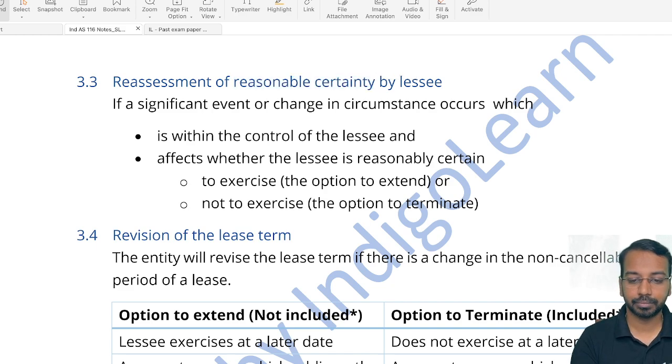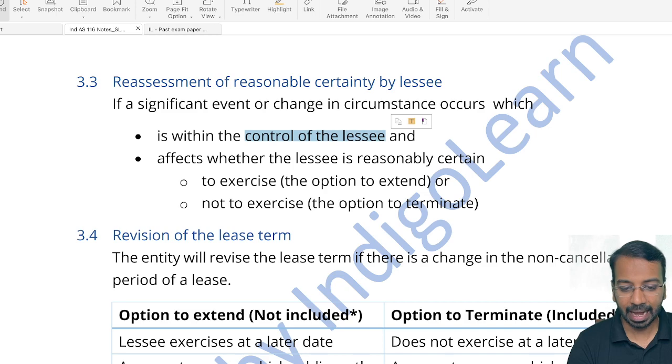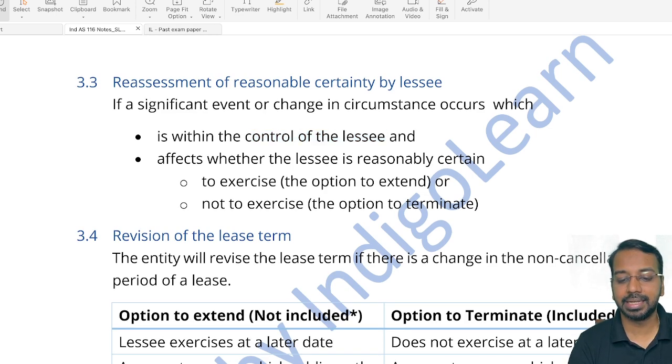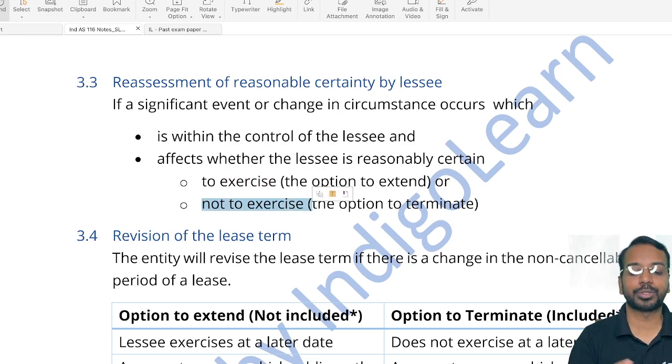That is, what can we consider? For example, we said that for the lease term, whenever we are reasonably certain to extend, we will include. Now, when do we reassess that reasonable certainty? We have to reassess when there is a significant change which has happened, which is within the control of the lessee, and it affects whether the lessee is reasonably certain to exercise or not to exercise the option to extend and terminate. I'll give a very simple example here.